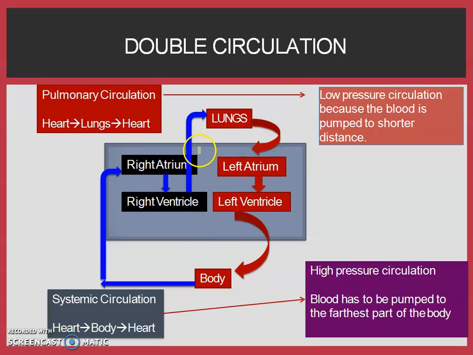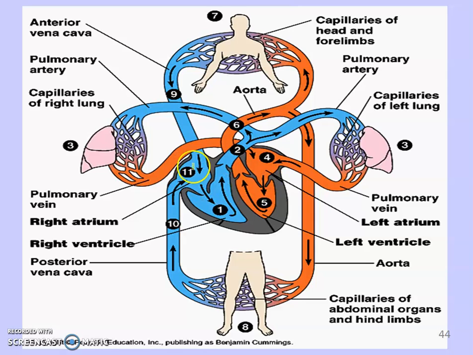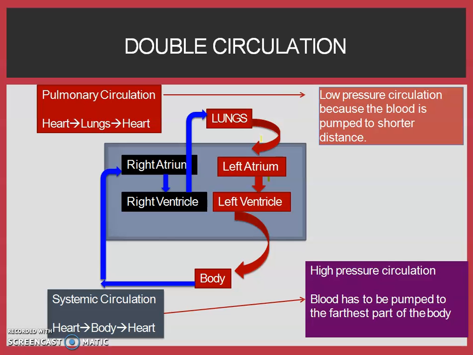Okay, so when the blood flows from the right ventricle into the lungs and then comes to the atrium, this part of the blood flow is called the pulmonary circulation. When the blood flows from the heart to the whole body, this part of the circulation is called systemic circulation. Okay, so these are the two parts of the double circulation.